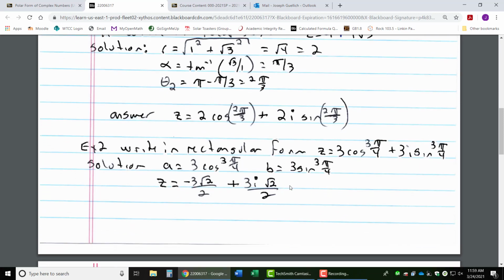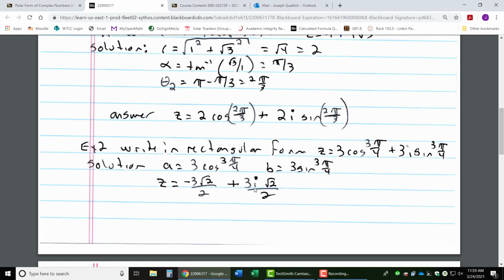All right, let's go the other direction. Here is a polar complex number that we shall write in rectangular form, and you can see SOHCAHTOA. a is 3 times cosine of 3 pi over 4. b is 3 times sine of 3 pi over 4. Remember to put the i on that second term.